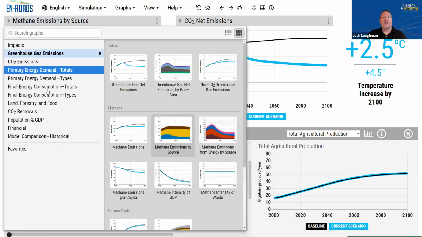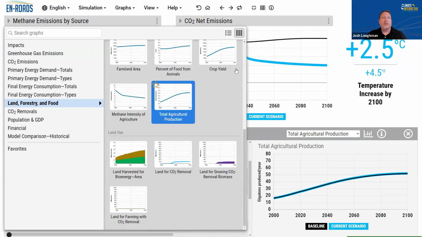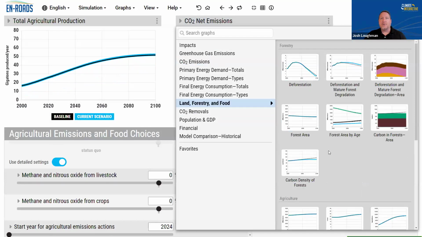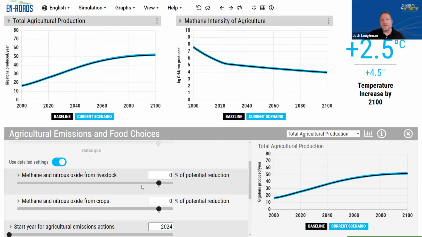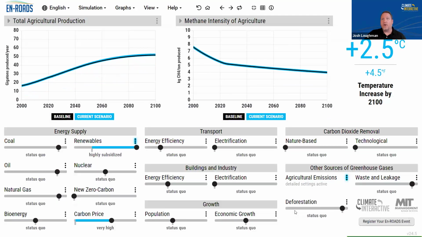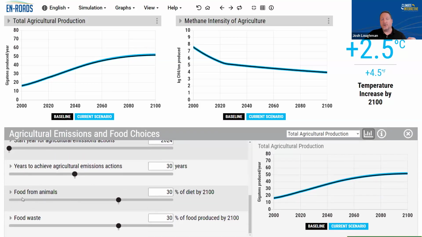So we can take a look at that. Let's take a look at that graph here. So we'll look at total agriculture production, and then we'll look at the methane intensity of agriculture. And so one way to reduce the total agriculture production would be maybe population change. But we could also, under agricultural emissions, reduce the amount of food from animals. So as we reduce the amount of food from animals, the total agricultural production goes down.